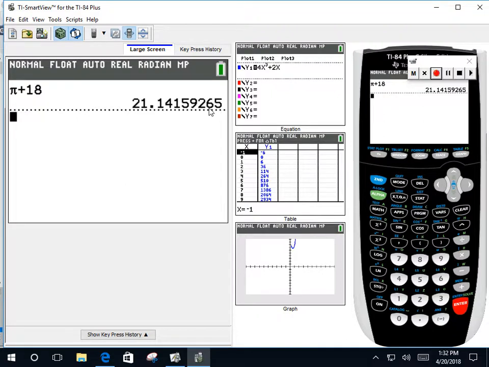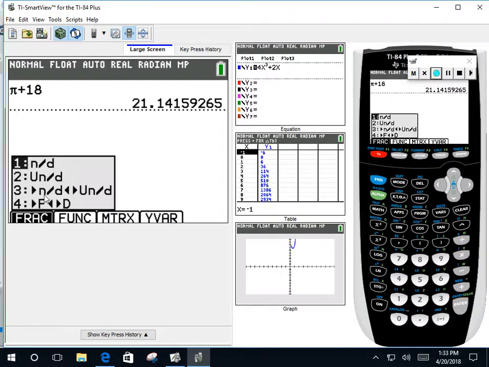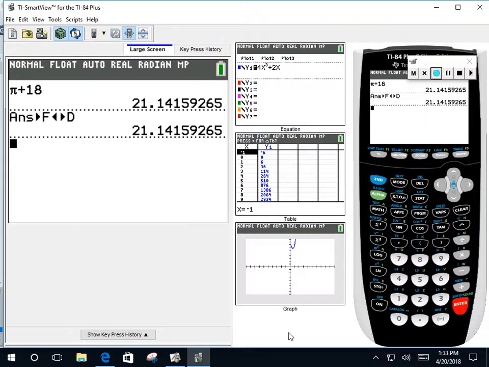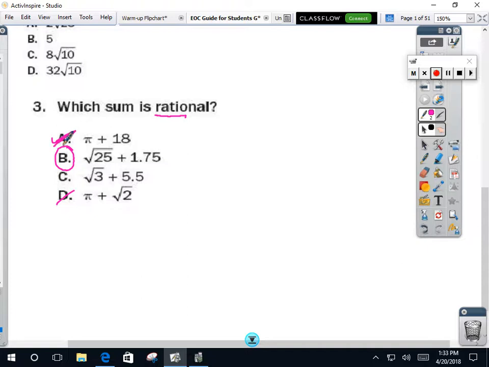It does not end. But remember how I taught you to go to alpha y equals and number 4 to try to change a decimal into a fraction? So hit number 4 and then hit enter. Did it turn it into a fraction for you? No. So that means this is irrational. Pi will always be irrational.